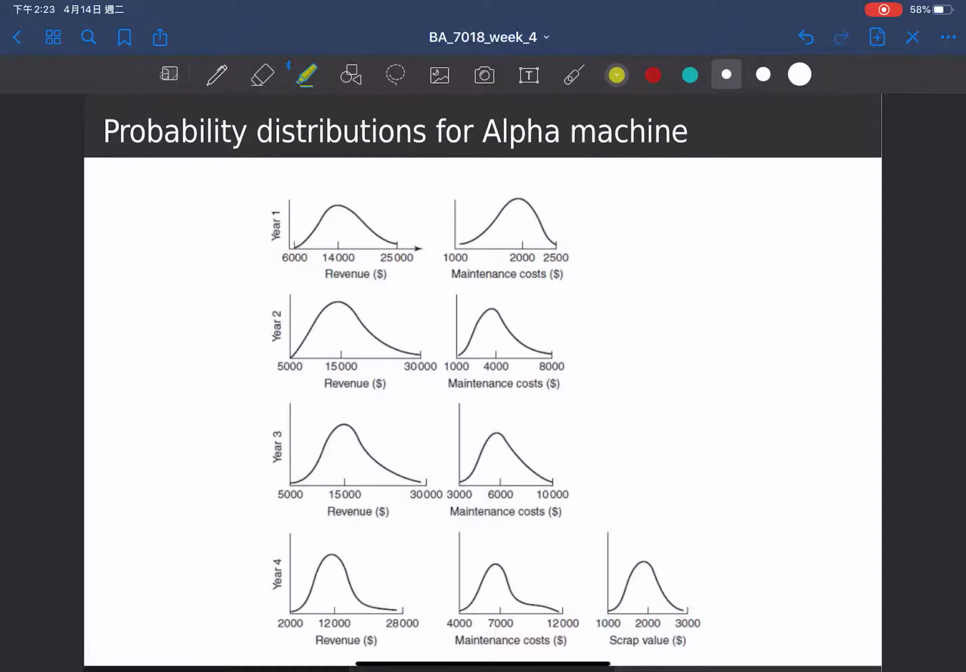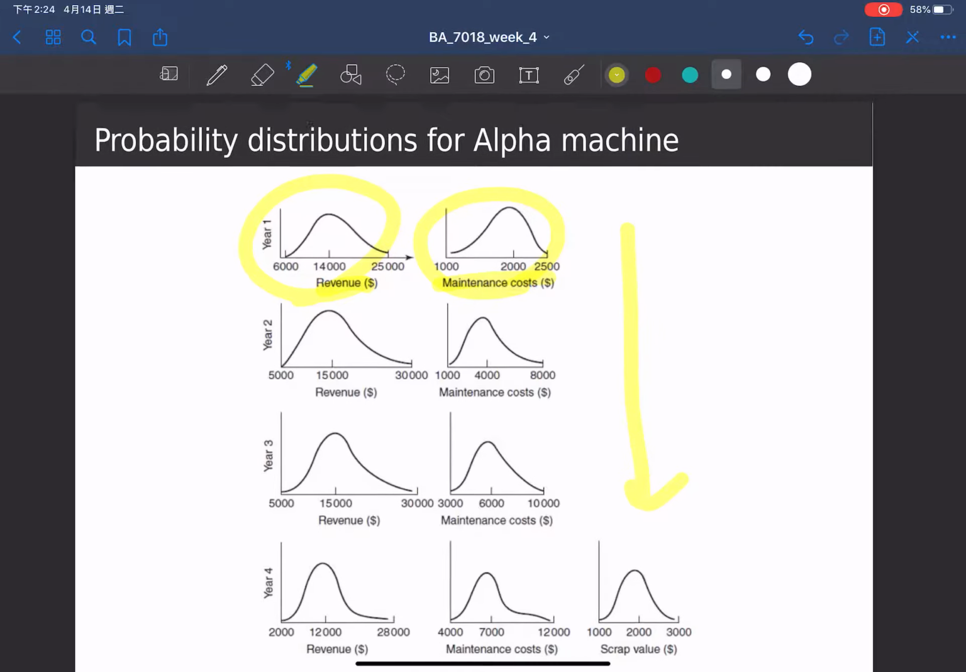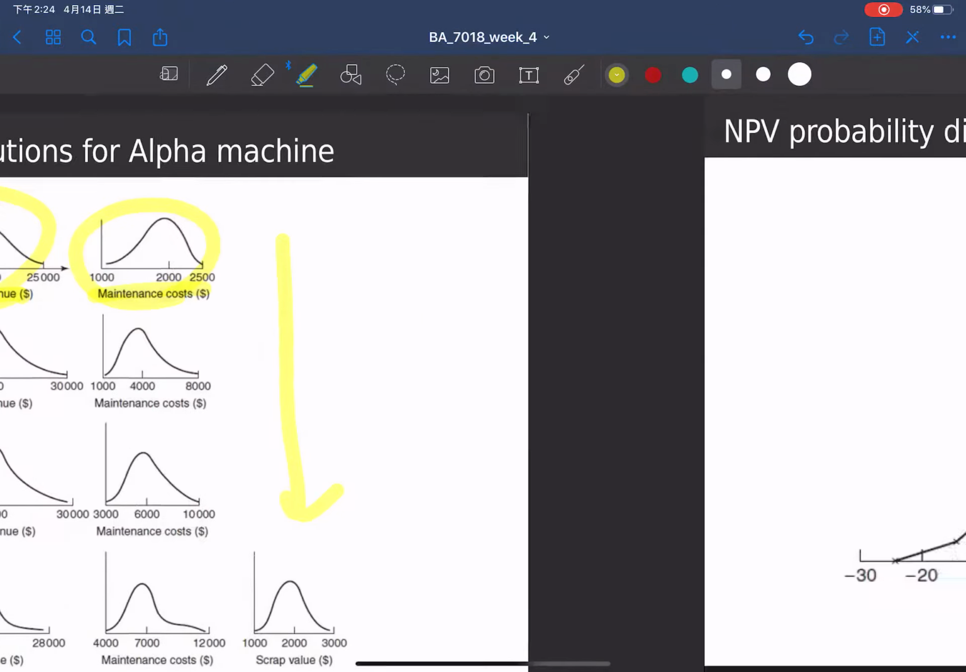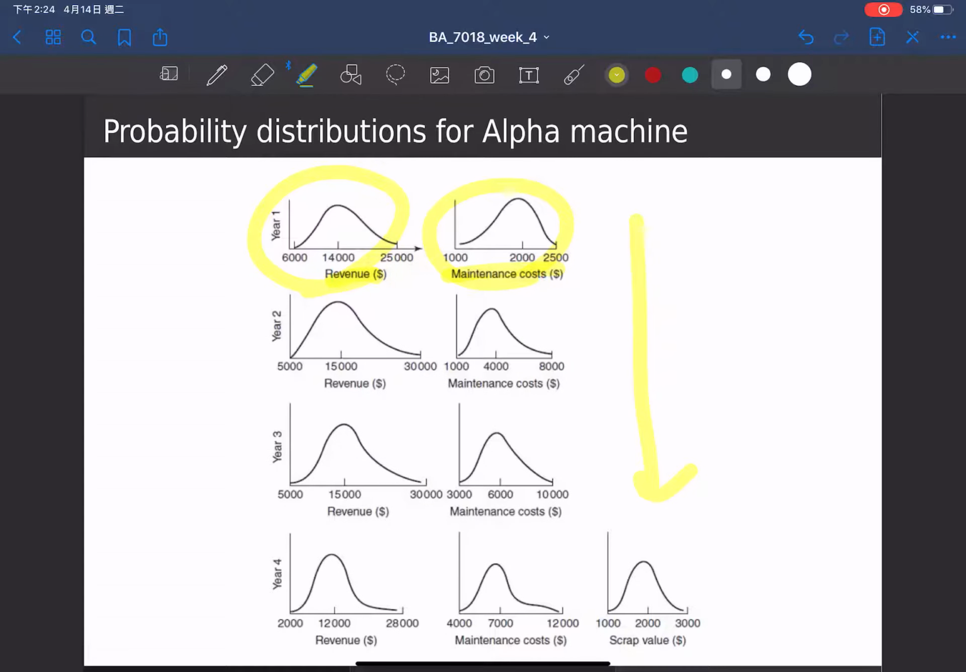Okay, so for year 1 the revenue is distributed this way. Year 1 the maintenance cost is this way, and so on. Okay, and then based on this distribution, I can use the Monte Carlo simulation method I taught in the previous class to get the net value for each year, right? We did it for 1 year before in the previous class. Now you can do for year 1, year 2, year 3, and year 4.